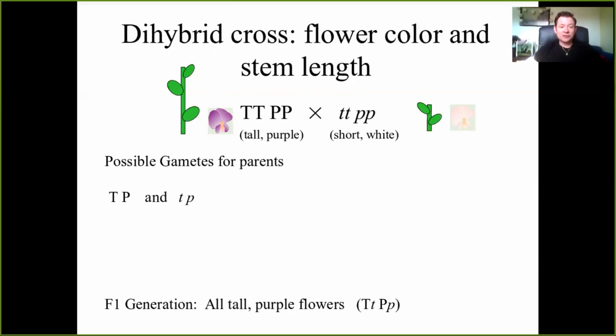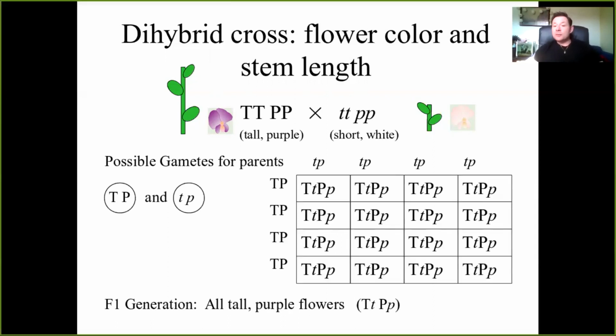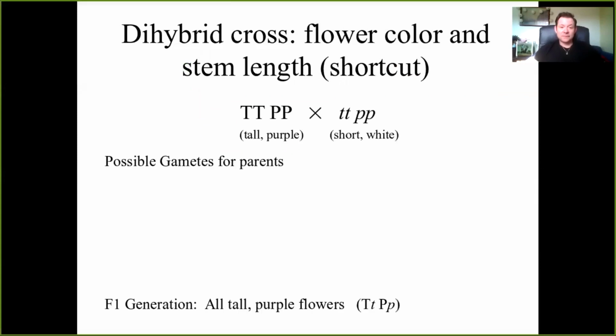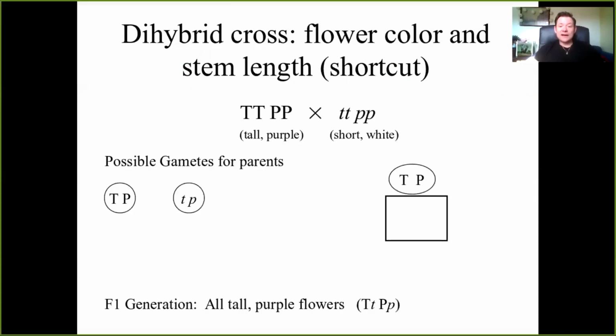Possible gametes for the parents are the following. These are the combinations. Now straight away, if you remember the trick for Punnett squares, we can reduce this. The F1 generation, all tall purple flowers. Big T, little t, big P, little p. So using the shortcut, we get just this, much simpler.